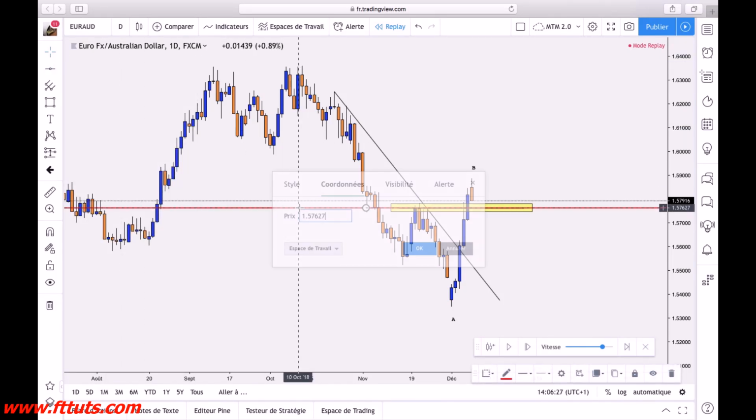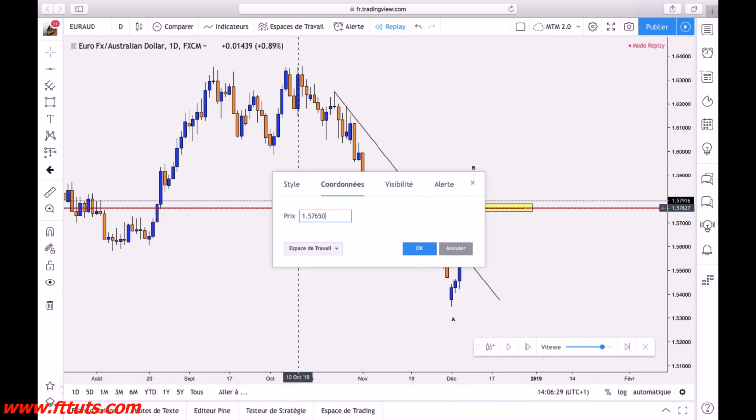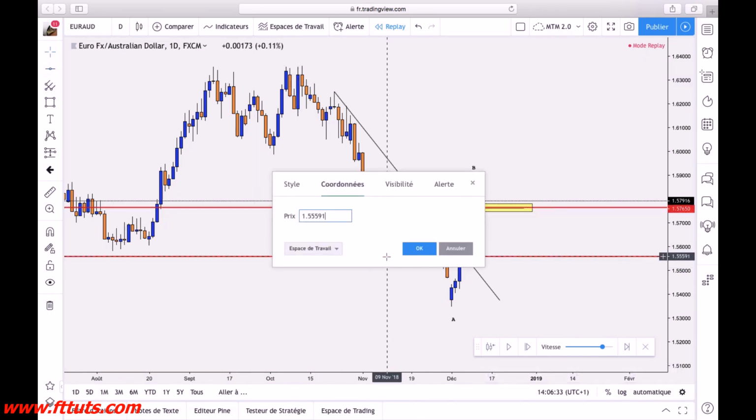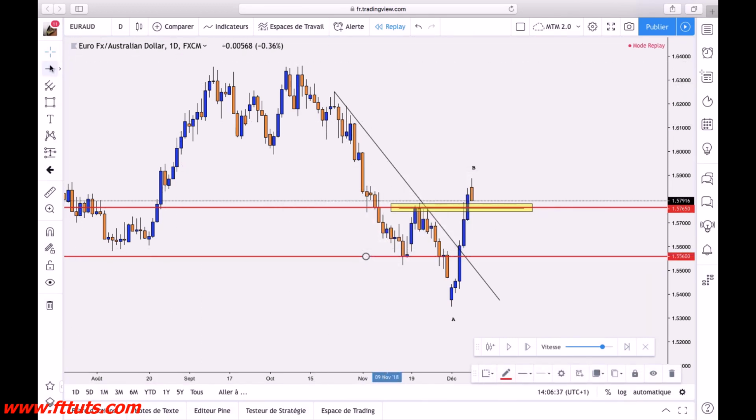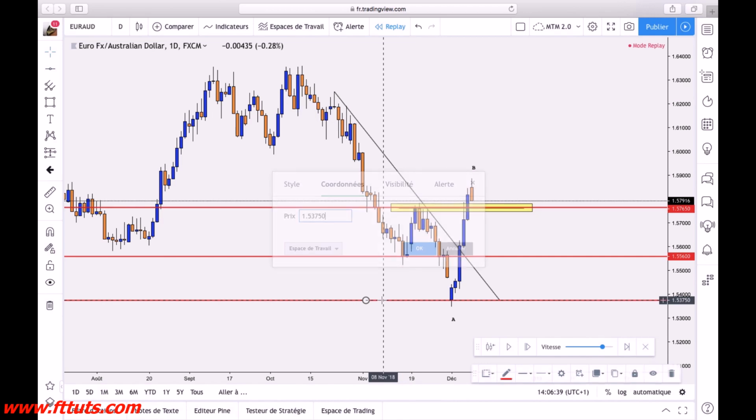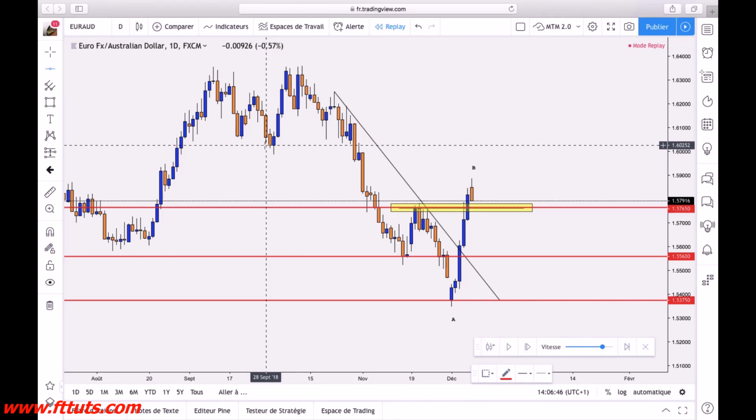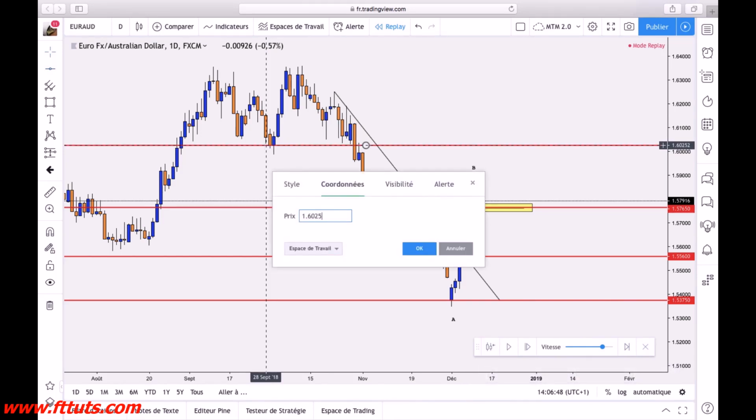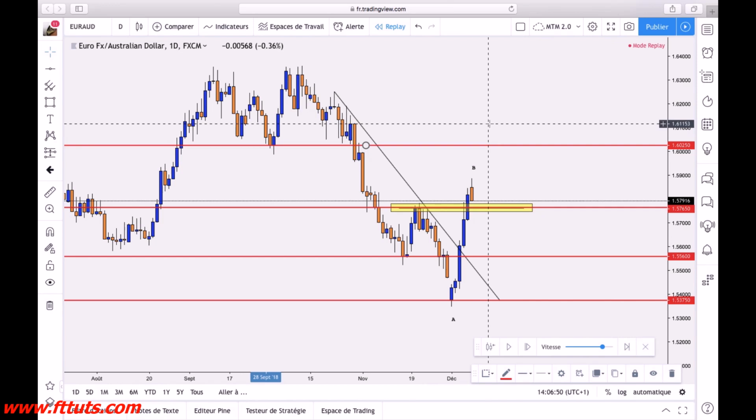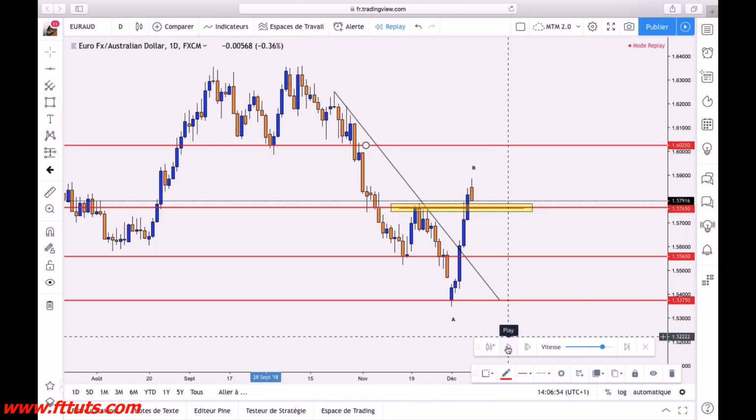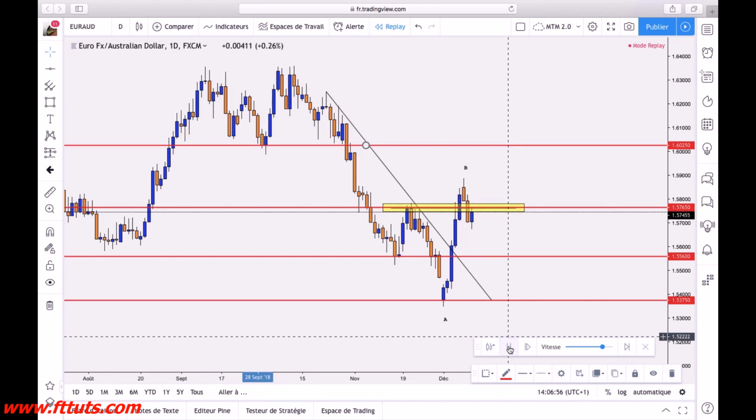That's really simple. You got one resistance, again round numbers, one support, another one on the bottom, and you got a major zone, meaning a support. Now, look at what the price is doing now.